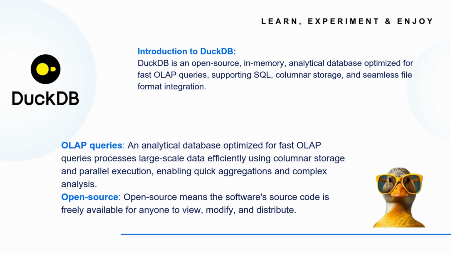Now, I mentioned OLAP several times, so let's clarify what that means and why DuckDB excels at it. OLAP, or Online Analytical Processing, refers to database operations that focus on complex queries for business intelligence and data analysis. This contrasts with OLTP, which handles day-to-day transaction operations. Typical OLAP operations include aggregating large volumes of data, computing statistical measures across dimensions, performing complex joins and filters, and conducting historical trend analysis.